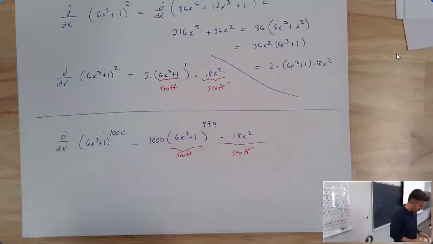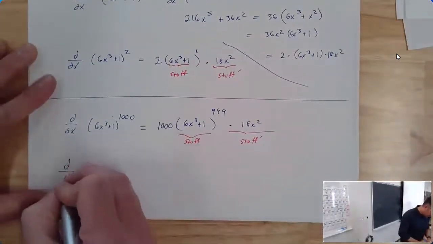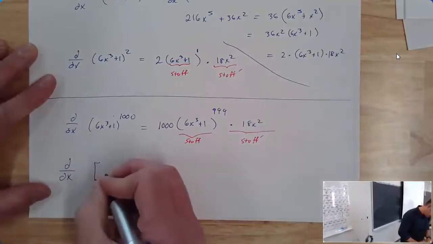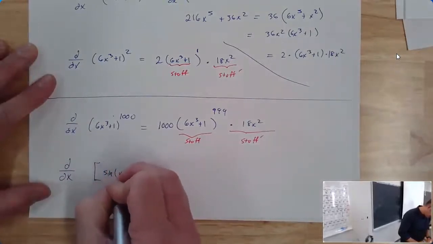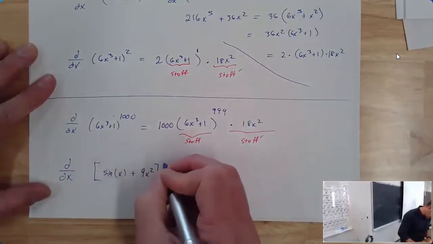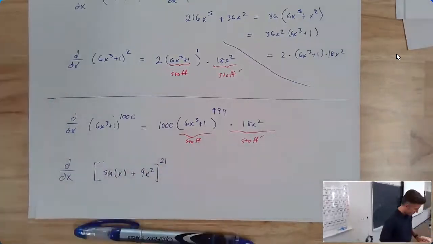So I would like you all to find the following derivative. Find the derivative of, sure, sine of x plus 9x squared to the 21st power.